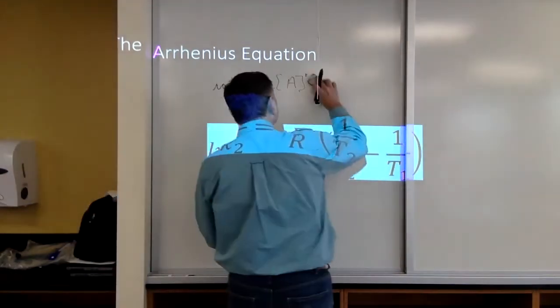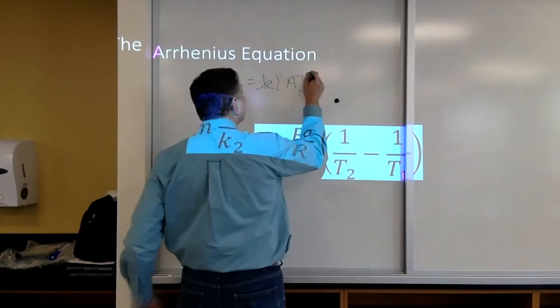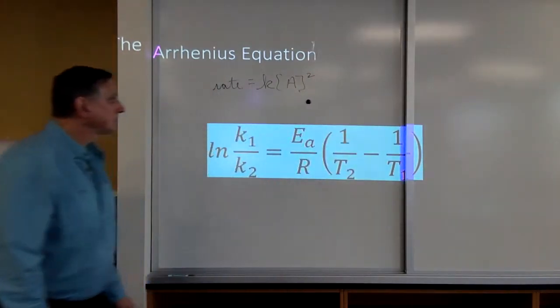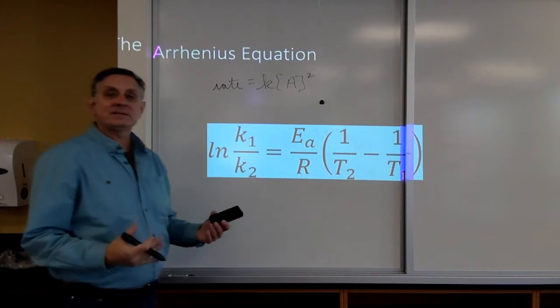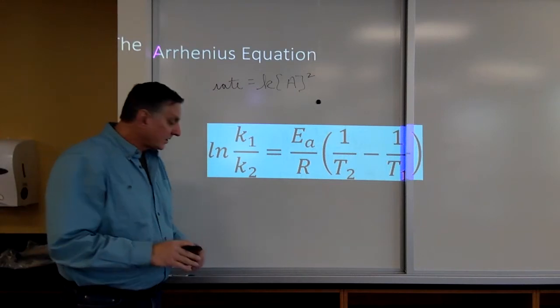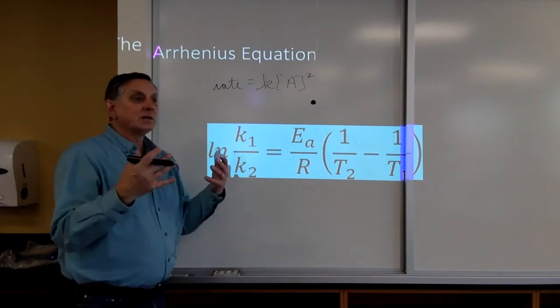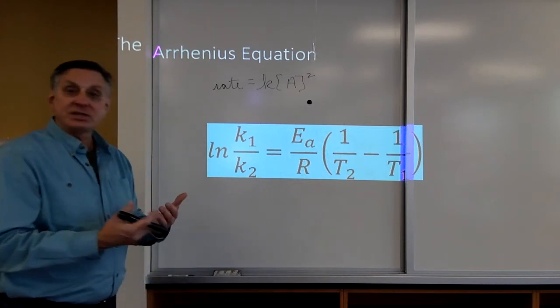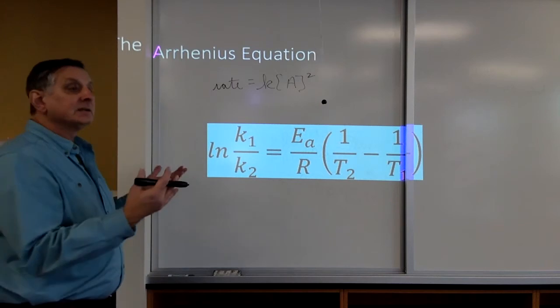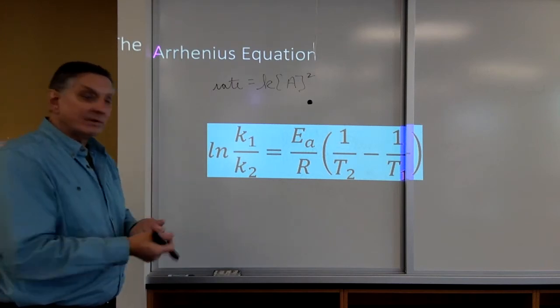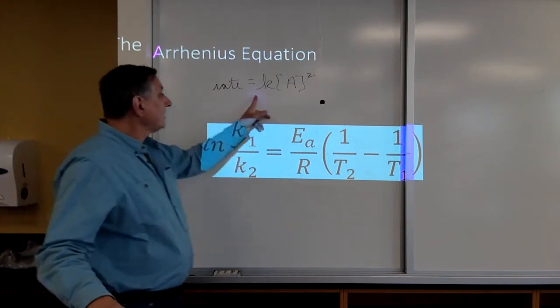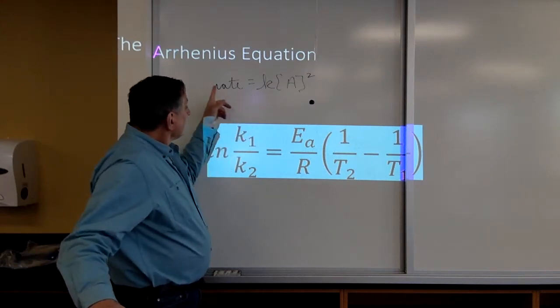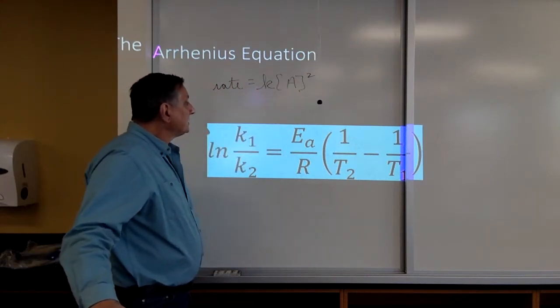So if m is 2, if this is a second order reaction, it will always be second order for that reaction. The reaction is not going to change the way the molecules react if the temperature changes. It's going to change how fast it goes, but not the mechanism by which that reaction occurs. The rate law stays the same. Rate equals K times A to the second power.